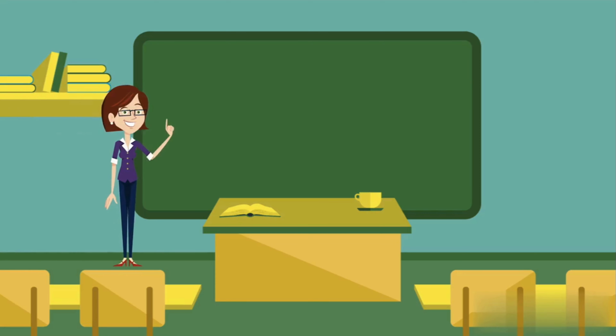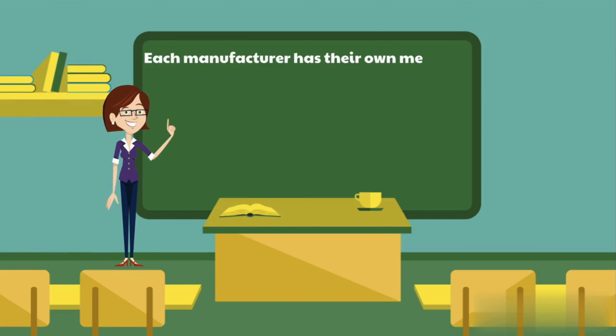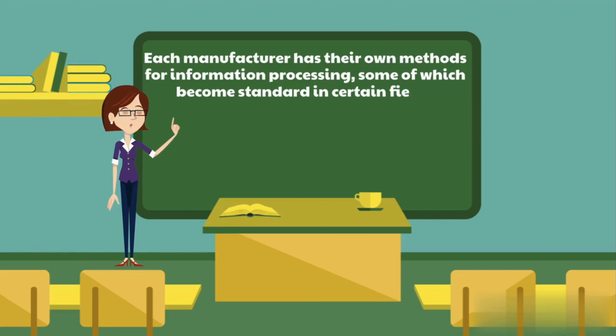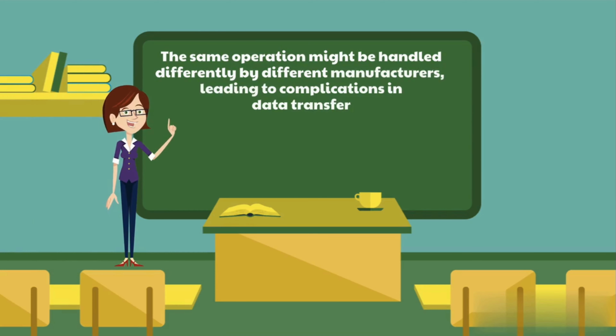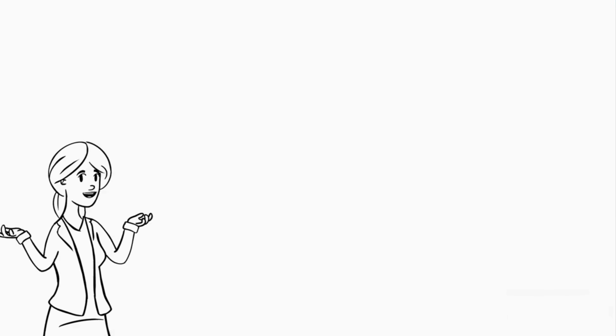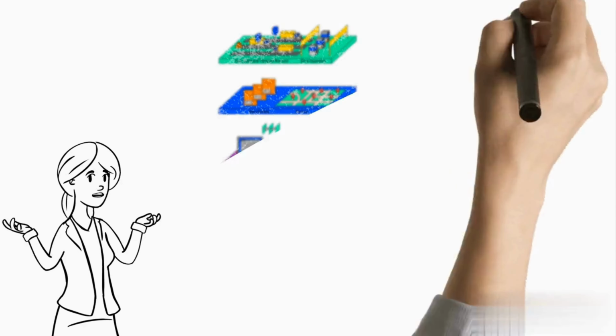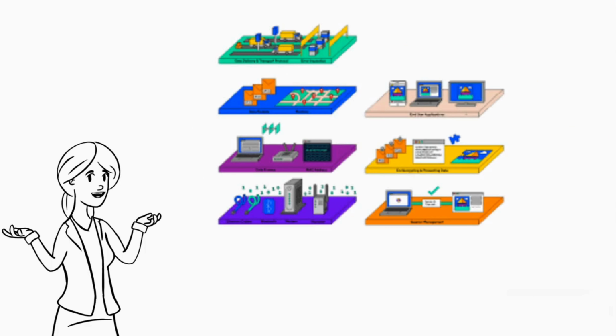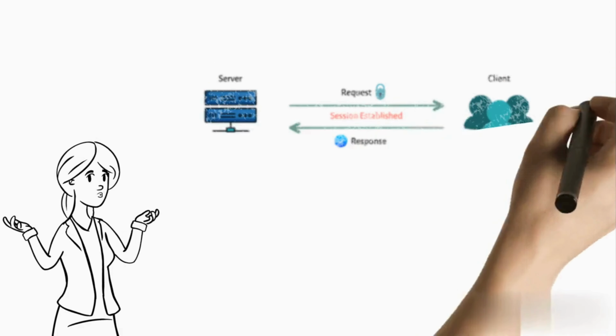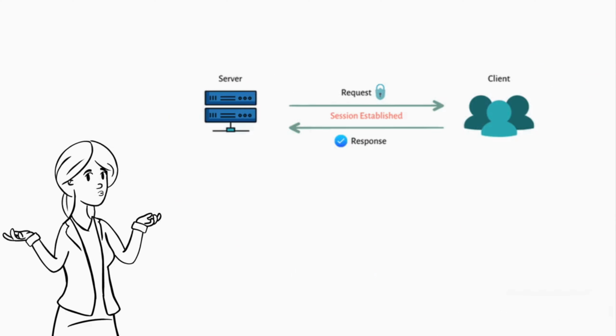Each manufacturer employs unique methods for information processing, and while some methods become standard in certain fields, the same operation might be handled differently by different manufacturers, leading to complications in data transfer. For example, transferring data between network equipment from different manufacturers can be both challenging and time-consuming. Moreover, different operating systems like Android and Windows come with their own sets of features, architectures, and file systems.